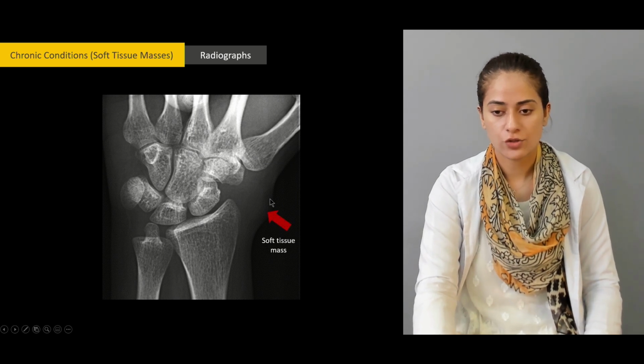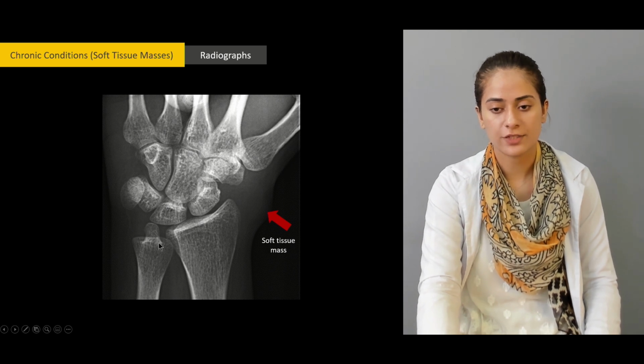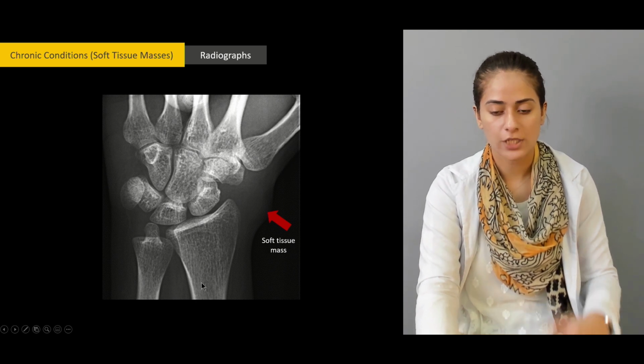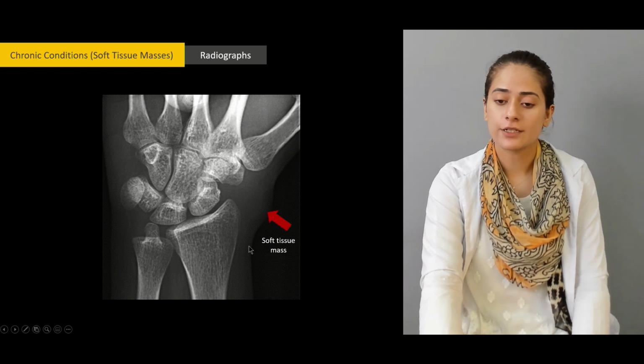This is the soft tissue mass here, but we can also comment on the rest of the radiograph as well, and there are a lot of changes. The sclerosis is visible and everything that we've just covered.